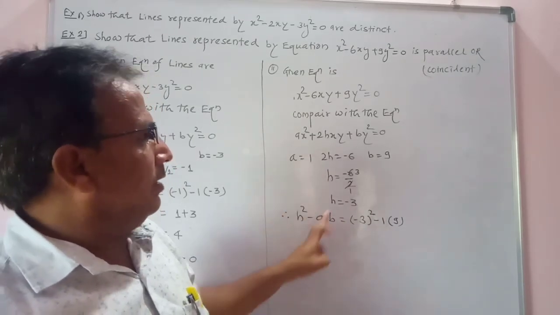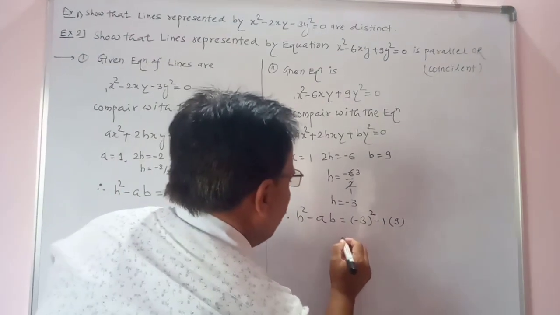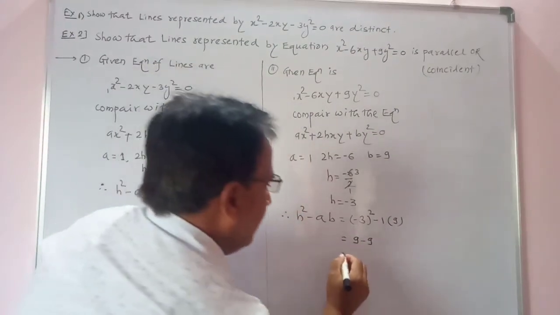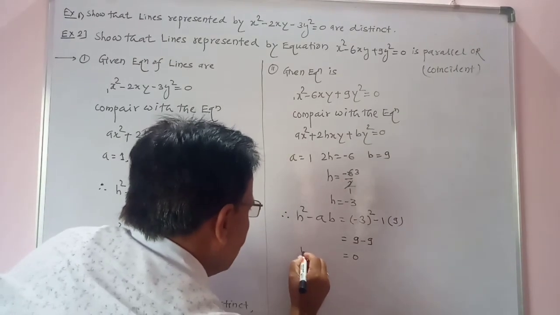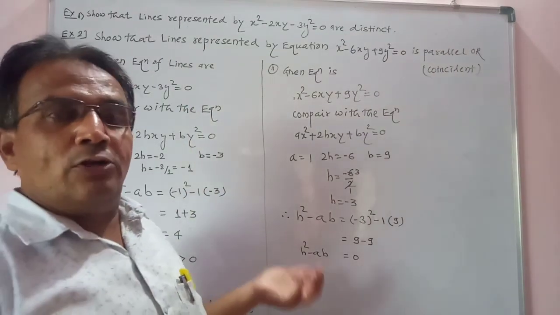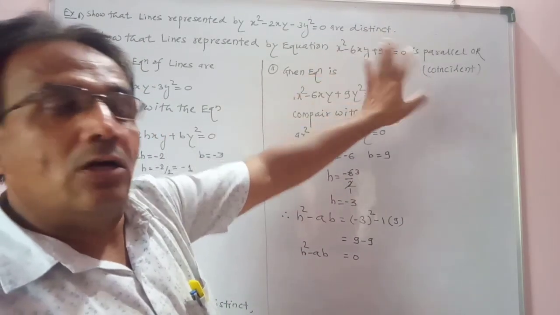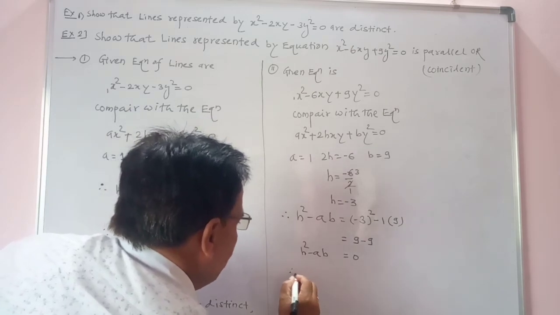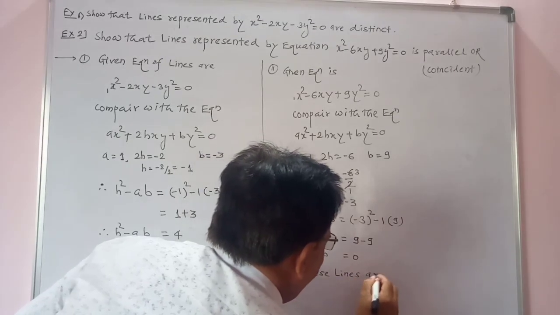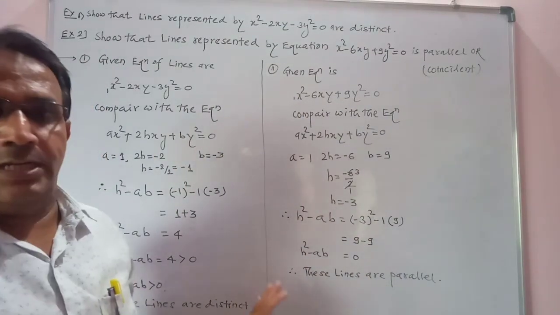Minus 3 square minus 1 into 9. Therefore, minus 3 square is plus 9 and minus 1 into 9 is minus 9. 9 minus 9 is 0. Therefore, h square minus ab equal to 0. This condition is verified. Therefore, these lines are parallel. Do you understand? Okay.